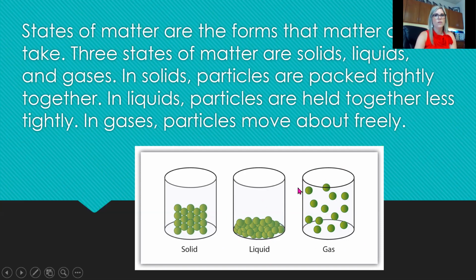Now gases move about freely. So those particles are everywhere. When you have particles in a gas, they bounce around and they are moving all of the time, okay? So that's even going on right now around you. Those particles are moving so freely and bouncing quickly around you.